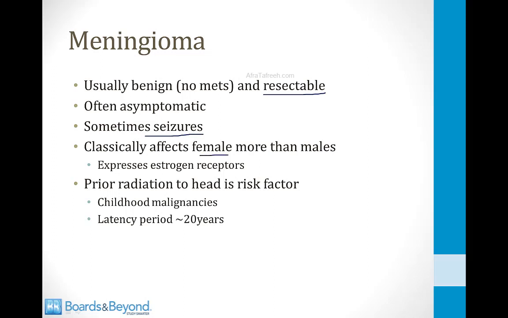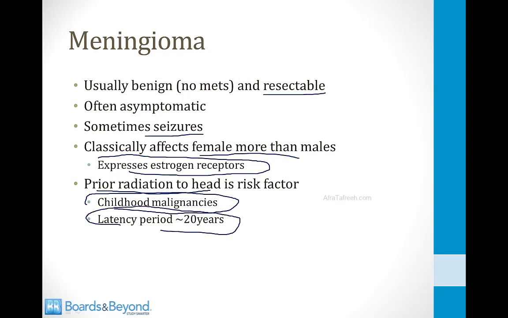Classically, they affect women more than men, and this is easy to remember because the tumor expresses estrogen receptors. An important risk factor for developing a meningioma is prior radiation to the head, so many children who have malignancies get radiation to the skull, and then about 20 or so years later, they are at risk for developing a meningioma.